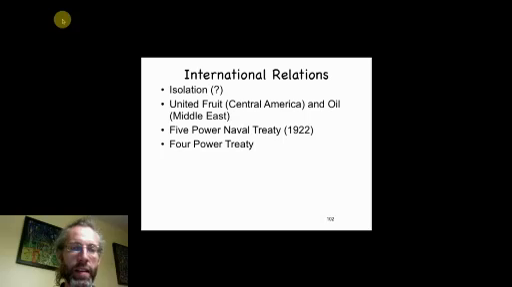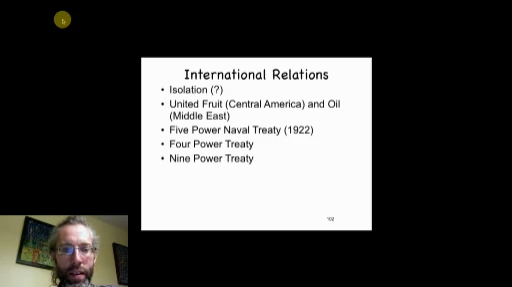Four-Power Treaty is another one. It replaces the Anglo-Japanese alliance. This is the UK, Japan, France, and the US, essentially preserving the status quo. This is about trying not to upset the Japanese, and in the meantime, it actually is allowing them to grow and grow into this new world power that will become a major threat.